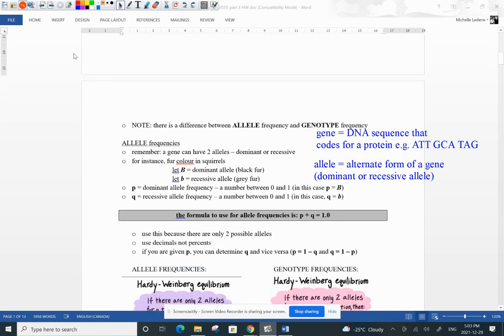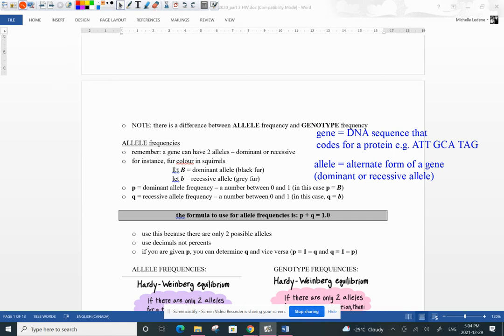So, a couple of reminders: allele versus genotype versus gene. The gene is a DNA sequence that codes for a particular protein. So, for an eye color protein, maybe your DNA is ATT, GCA, TAG. That's a DNA sequence. An allele is the alternate form of the gene. You might have a dominant allele giving you brown eyes, or a recessive allele giving you blue eyes. Just a reminder of that terminology. In all of our examples, we're going to have a gene with only two alleles. We're not doing multiple alleles or codominance, just dominant and recessive.